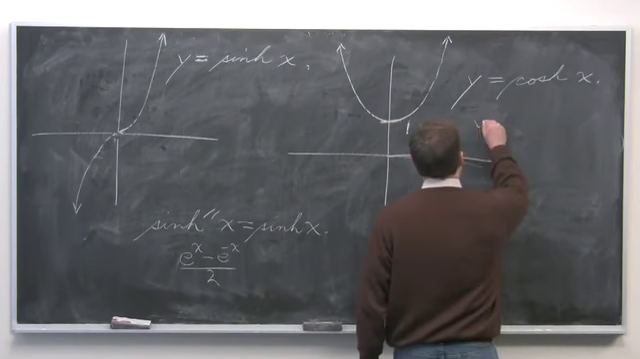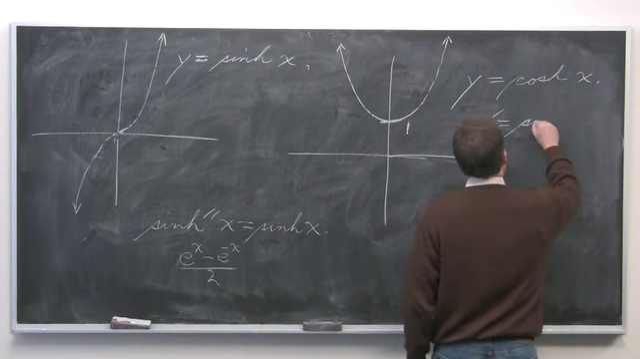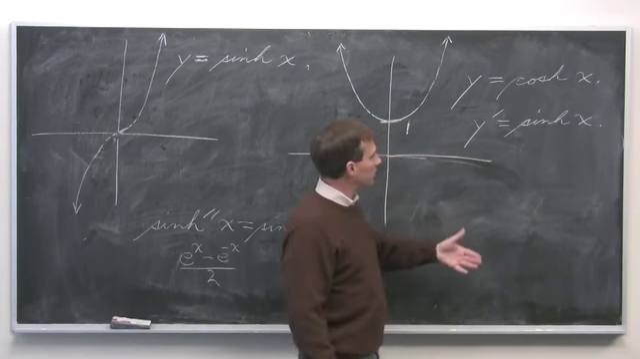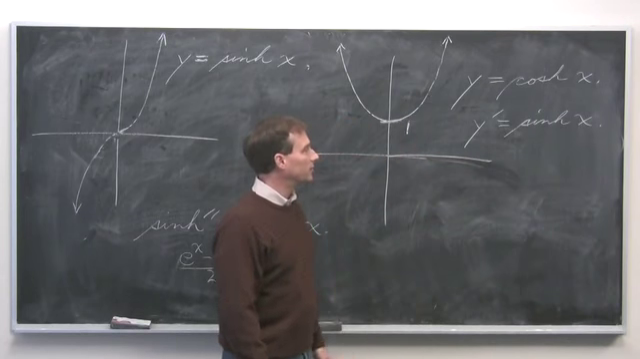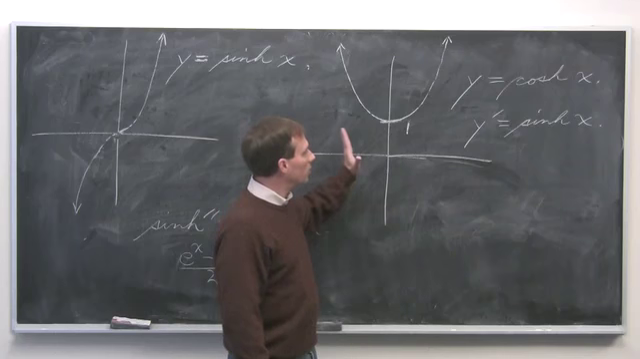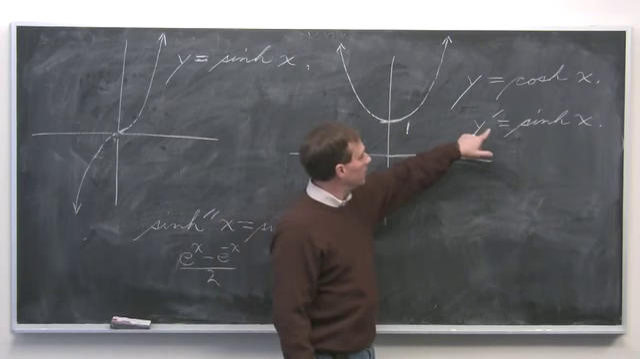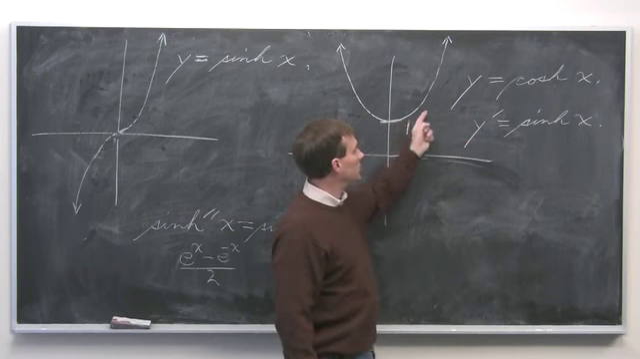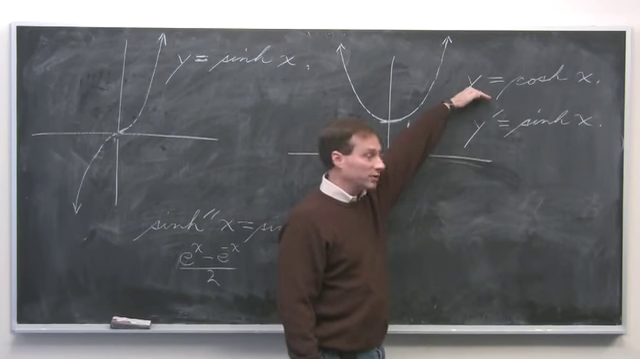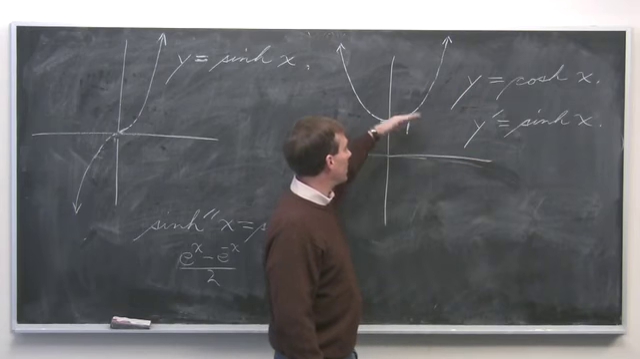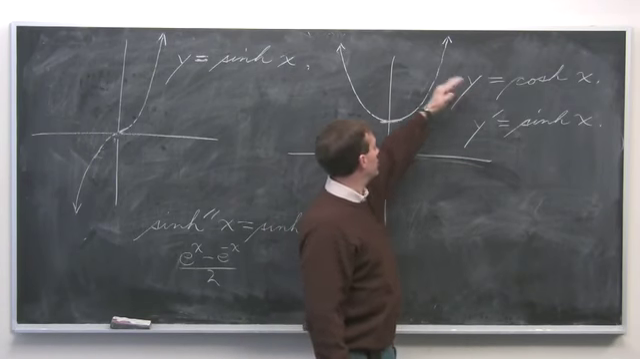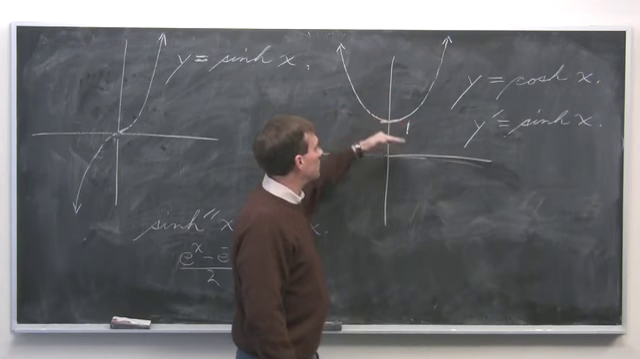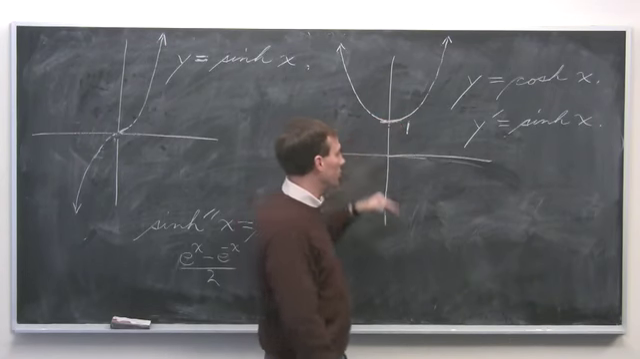Y is hyperbolic cosine, y prime is hyperbolic sine. But we just said that that's positive when x is positive and negative when x is negative and 0 when x is 0. That means exactly that, so the derivative is positive when x is positive. So we see that the function is increasing. The original function is increasing where the derivative is positive. The original function is decreasing where its derivative is negative. So that's where x is negative. And it reaches a global minimum at x equals 0.